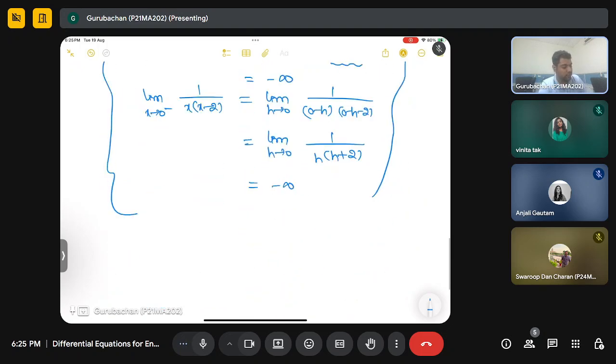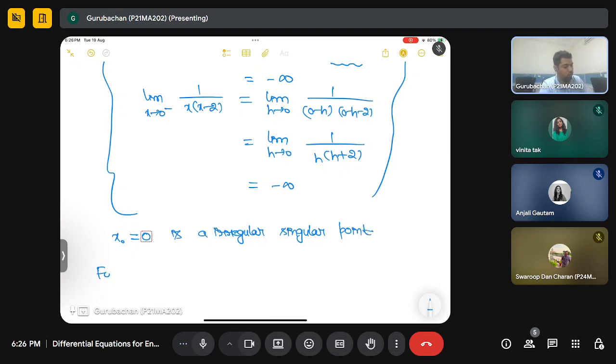So what we can say from here is that x naught equal to 0 is an irregular singular point.